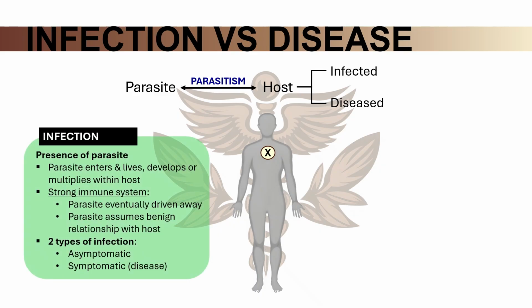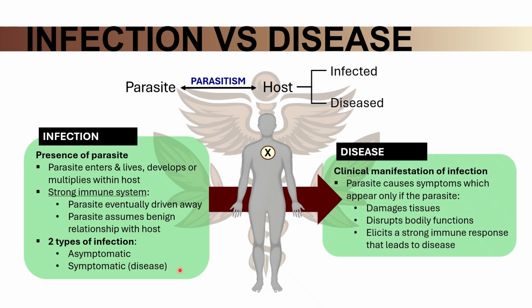Infection occurs when a parasite enters and begins to live, develop, or multiply within human X. If human X has strong immunity and hence increased resistance, the parasite will not cause disease and he will remain healthy. In this case, the parasite is either eventually driven away or assumes a benign relationship with human being X. There are two types of infections, asymptomatic and symptomatic. Human X is simply infected with the parasite if he doesn't present with any noticeable symptoms or illness. If he presents with symptoms, that means he has developed a disease.